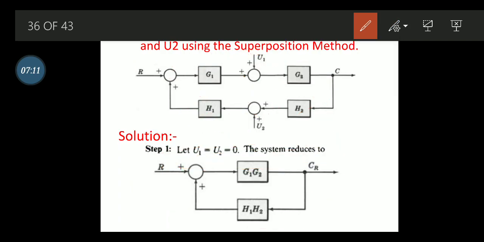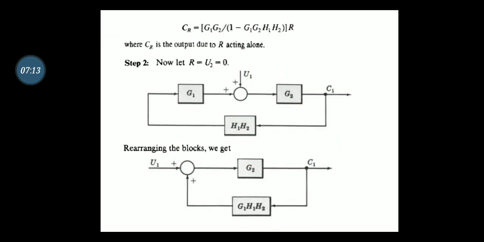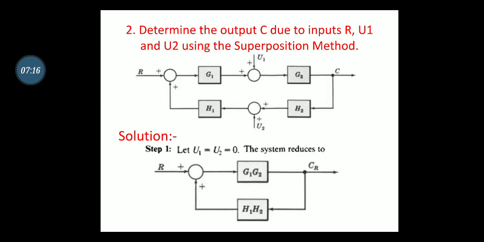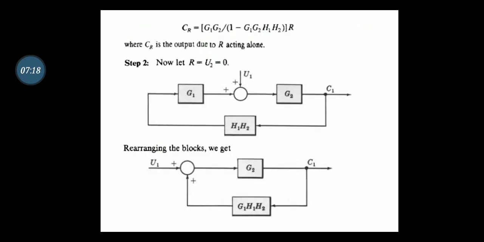Now the next step is that for this particular case we need to write the output response, which is given as C suffix R equals Z1 Z2 divided by 1 minus Z1 Z2 H1 H2 into R.